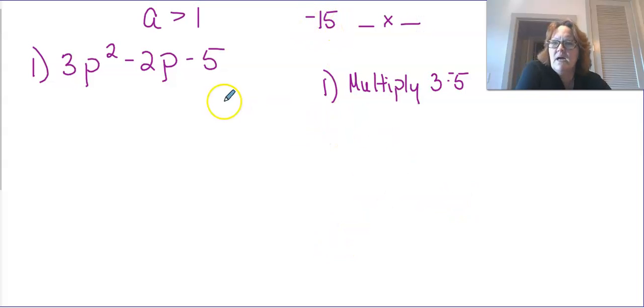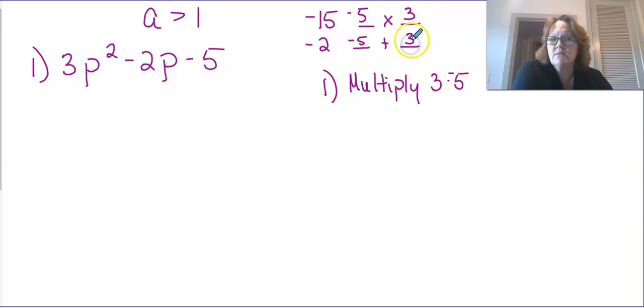Okay, and then I want to also look at my middle term again, which is negative 2. I still need something plus something to equal negative 2. So very similar to what we were doing when we had a equals 1, but there's some extra steps involved. Okay, so let's look at this first. Negative 15 is negative 5 times 3, and negative 2 is negative 5 plus 3. So that's what I'm going to use. But then we have to do what we call split the middle term.